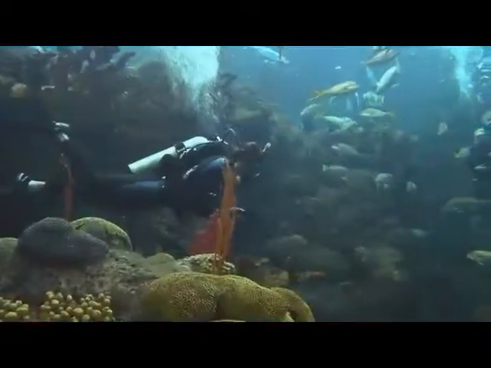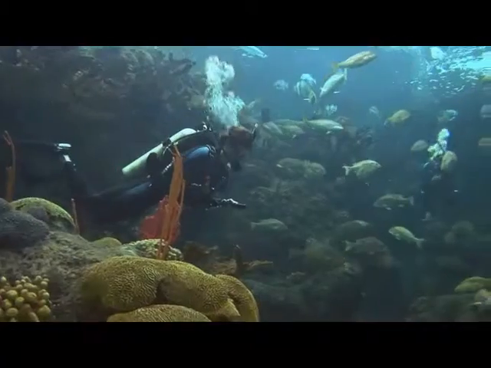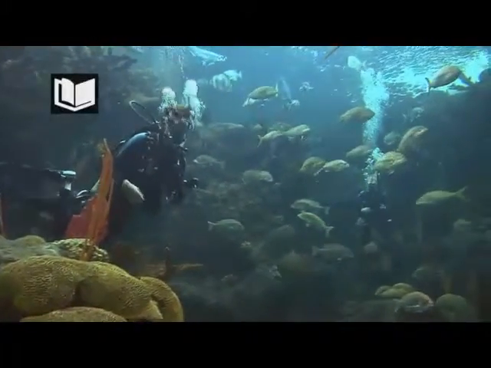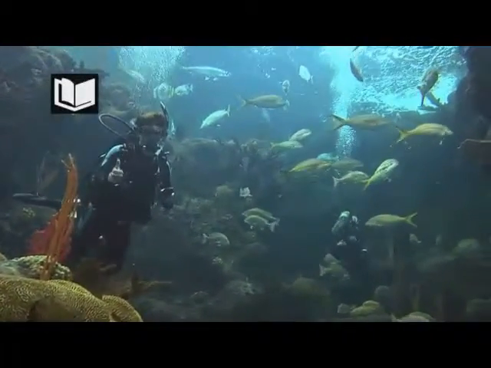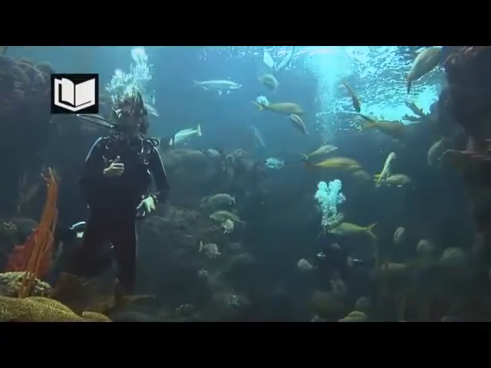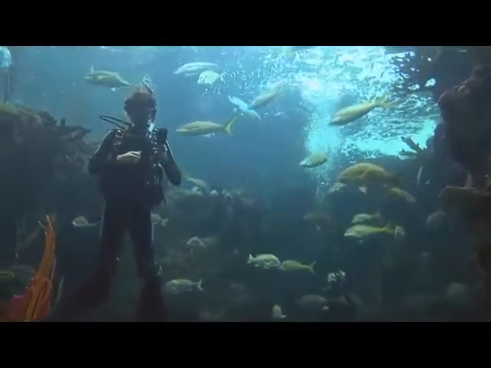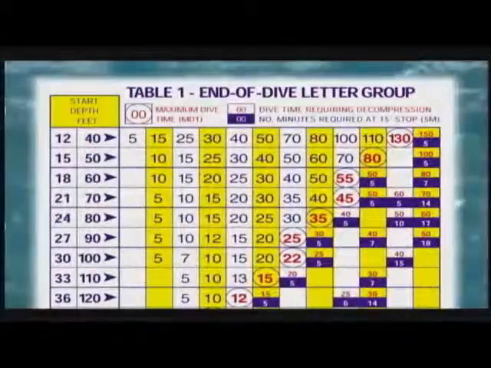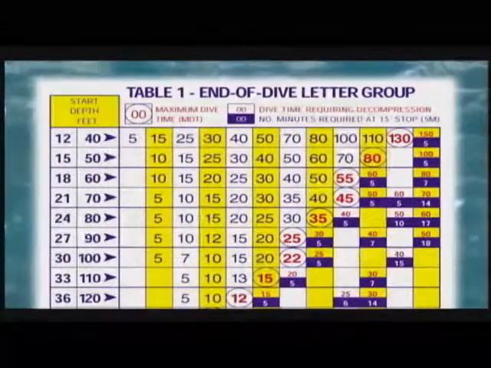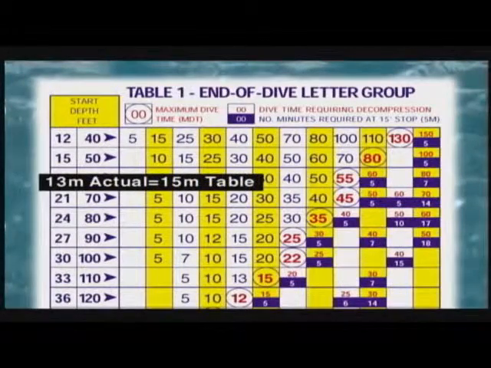You must understand the following NAUI dive table rules completely. Ascend no faster than 9 meters or 30 feet per minute. You need a timing device and a depth gauge to measure your rate of ascent. Use the exact or next greater number listed in the table for your depth. For example, you round up a dive of 13 meters to 15 meters.